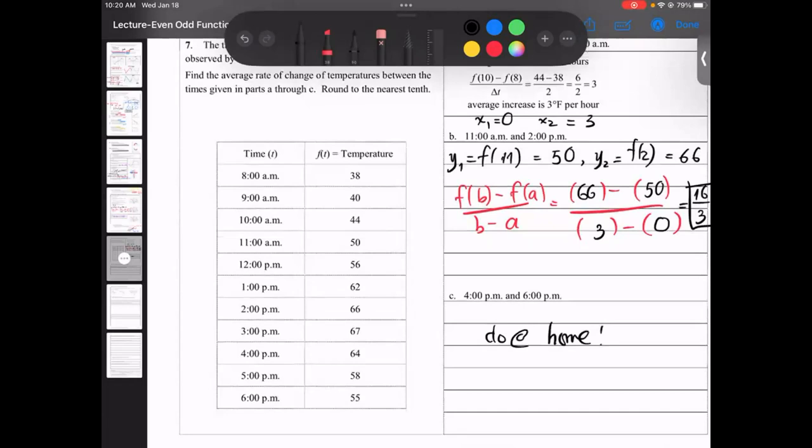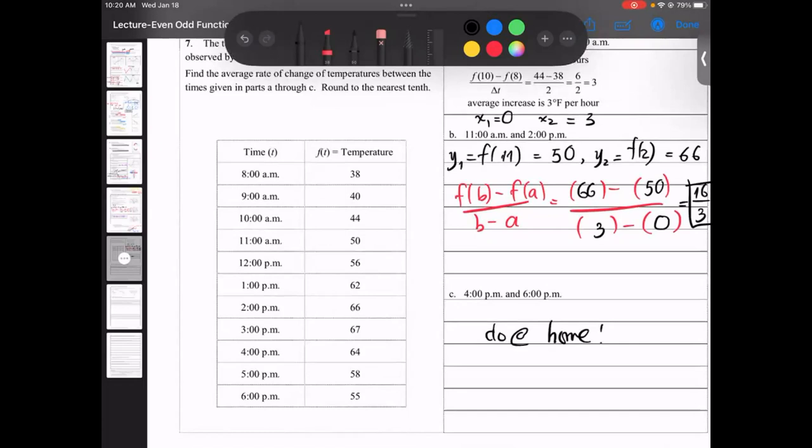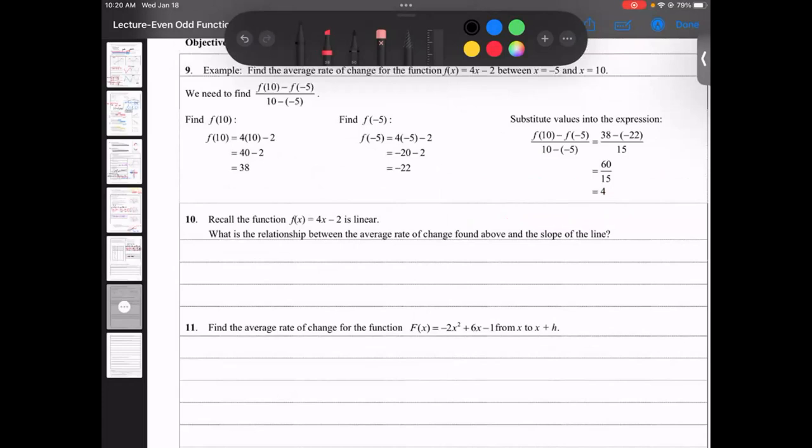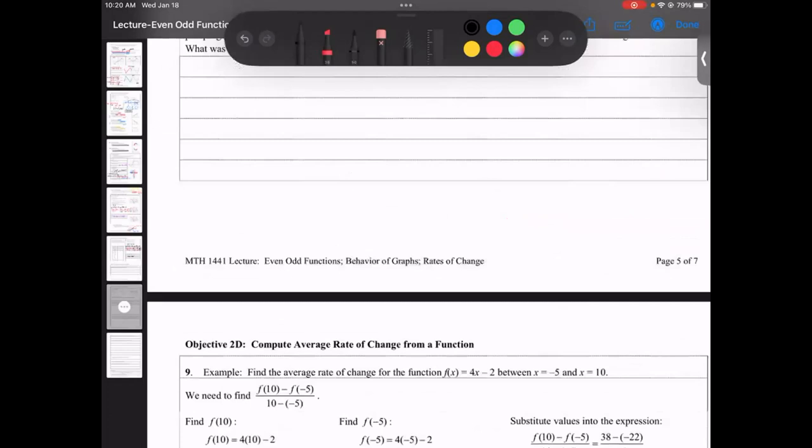One more and then we'll be done. One more problem and we'll be done, I think. Or two more. The last one you do at home. Two more. Maybe three more. I lied, sorry.